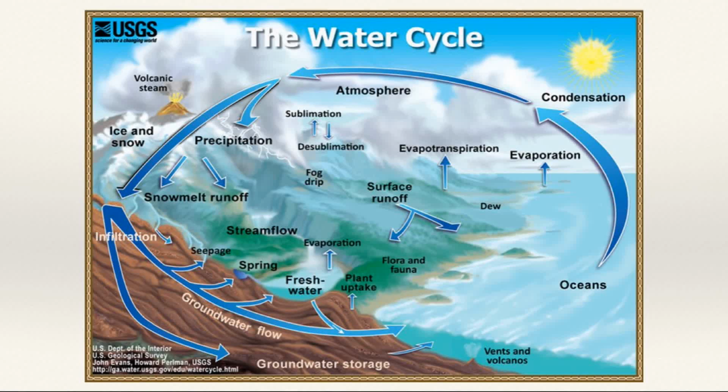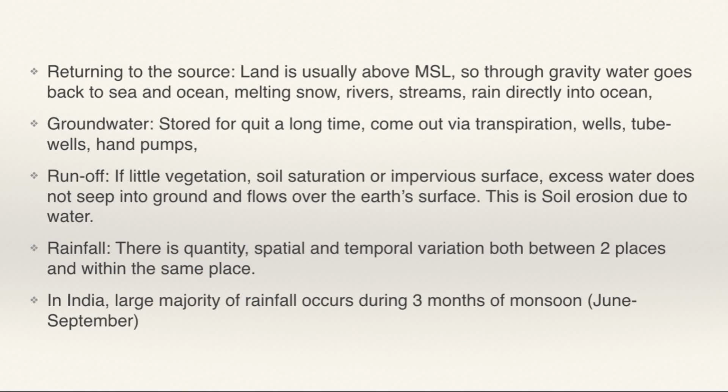So oceans have evaporation, evapotranspiration, all this goes into the atmosphere and finally in the form of precipitation it comes down, then the runoff water finally reaches the ocean again. So this is more or less the water cycle. And returning to the source, land is usually above mean sea level, so through gravity water goes back to the sea and ocean.